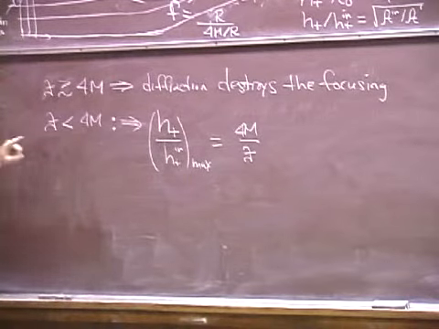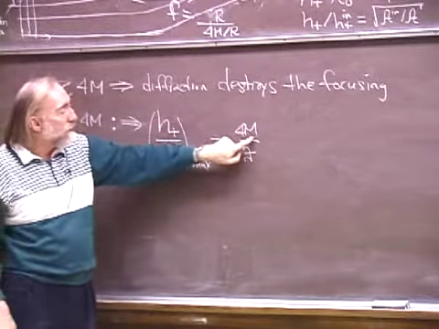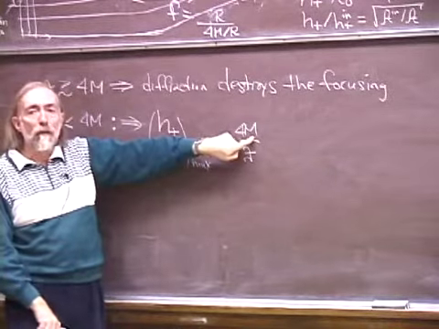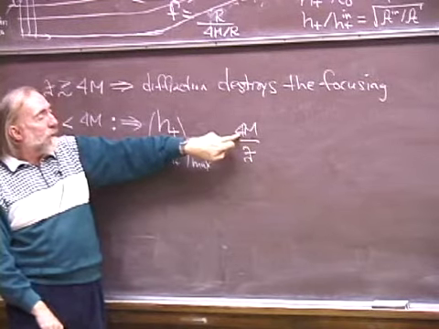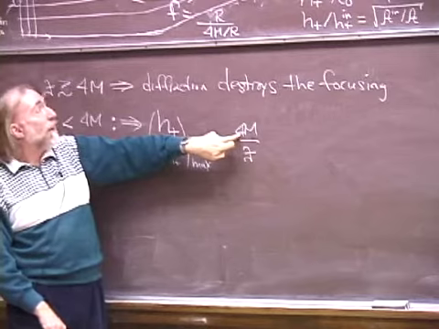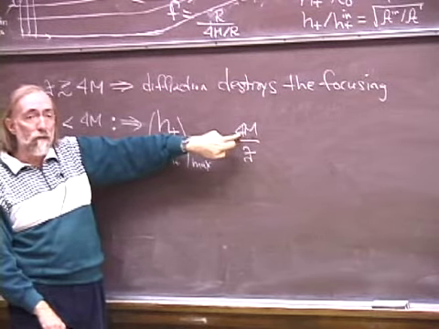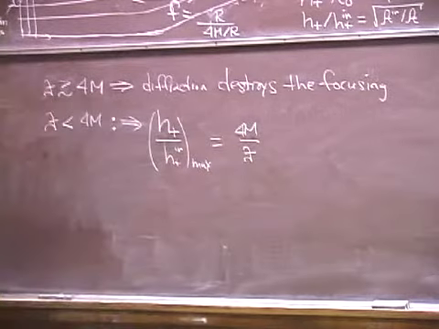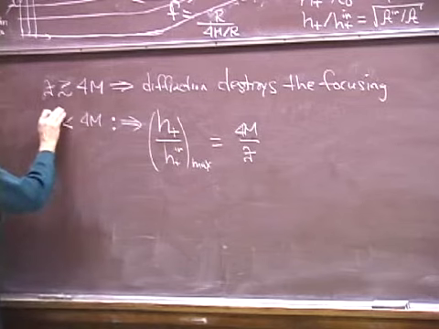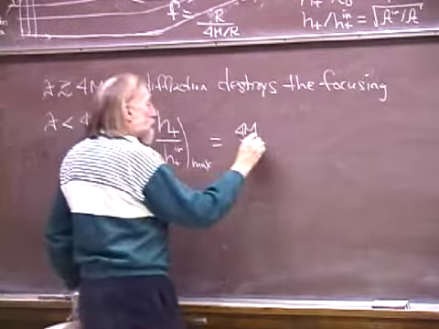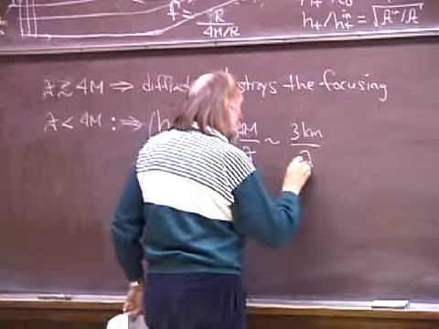So if you have a reduced wavelength very small compared to 4m, and remember the mass of the sun is about 1.5 kilometers in geometrized units. So 4 times the mass of the sun is about 6 kilometers. But we're really talking about the core of the sun, so we're really dealing with something more like 3 kilometers or so. So what it says is that this is of order 3 kilometers divided by lambda bar.